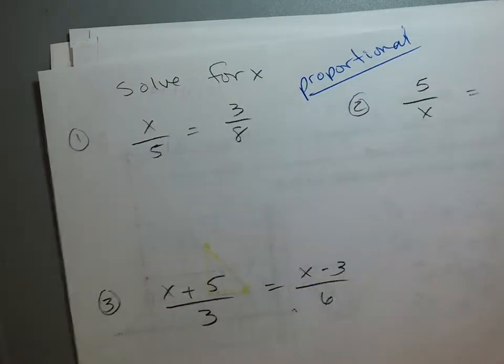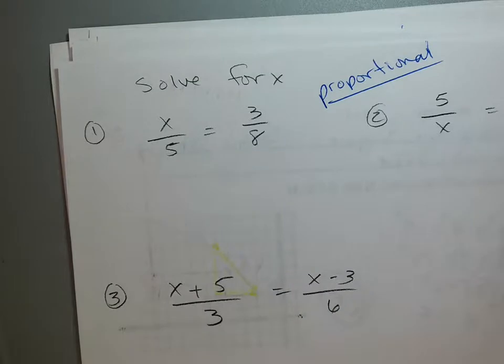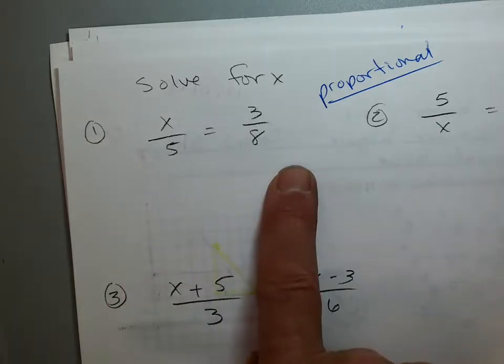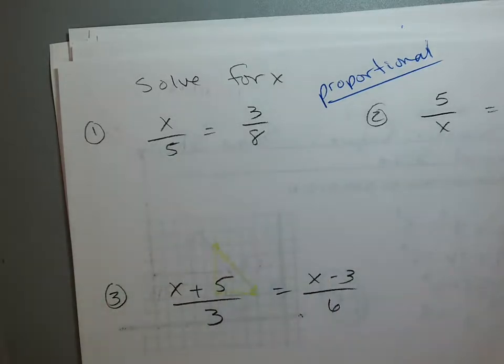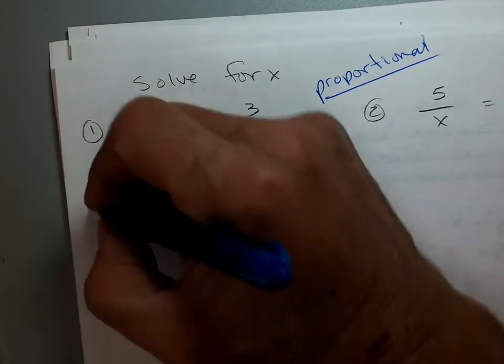The word proportional simply means a fraction that's equal to a fraction. It's a fancy word. It just means, Hannah, are you taking notes? Of course you are. It just means a fraction equal to a fraction, okay? So, how would we solve for x? We're going to cross multiply, right?